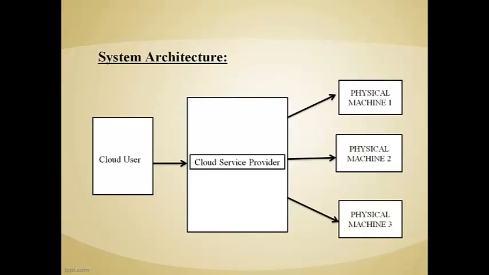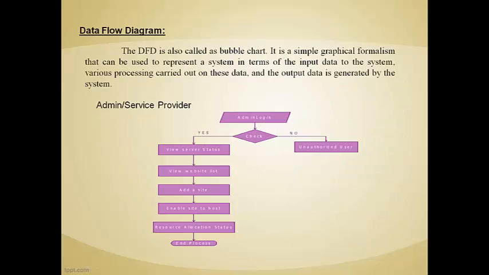Now, this is our system architecture. It's divided into mainly three parts. First one is the cloud users, second one is the cloud service provider, and third one is the physical machines. Here n number of physical machines are available, such as physical machine 1, physical machine 2, physical machine 3, and so many physical machines available.